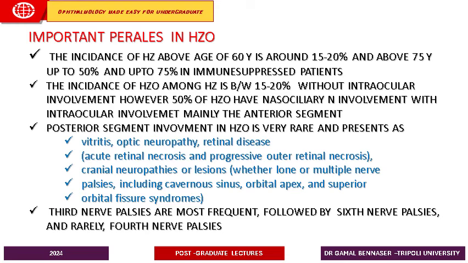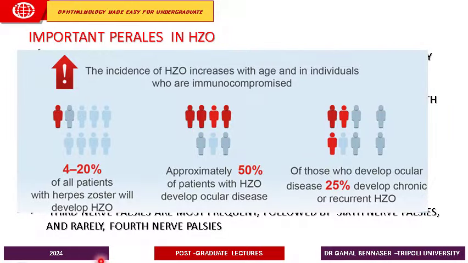And the incidence of herpes zoster ophthalmicus among herpes zoster patients is between 15 to 20%, and those are without intraocular involvement. However, nearly 50% of herpes zoster ophthalmicus will have nasociliary involvement and ocular involvement, mainly the anterior segment. And as I said before, posterior segment involvement is very rare. So as you can see here in this demonstration, only 20% of herpes zoster cases will have herpes zoster ophthalmicus, and 50% of herpes zoster ophthalmicus will have anterior segment involvement, and only 25% will have chronic sequelae of the herpes zoster ophthalmicus.